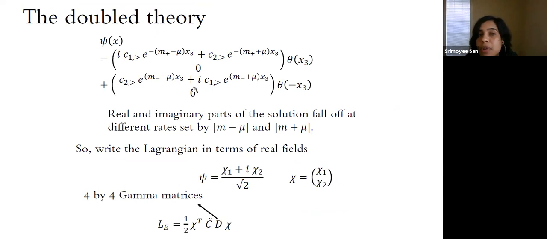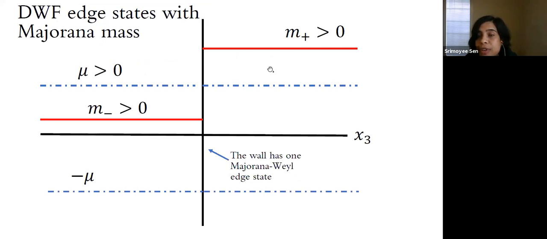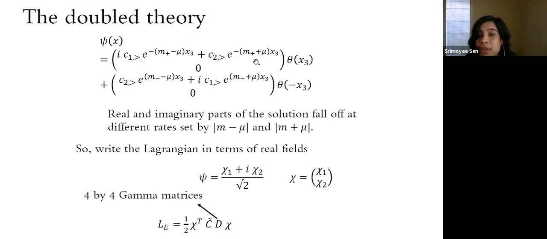To write down the double theory, one way to approach this problem is to first see what the wave functions do if you were to solve the Dirac equation in the original theory. And what you see is that the Majorana mass actually splits the fall off of the real and the imaginary parts of the wave function. For example, in this case, the imaginary part falls off as the difference of the Dirac mass and the Majorana mass. So it's exponential in that mass scale. And the other one falls off as the sum of the two scales. And it happens on both sides. As a result, when M plus, for example, is smaller than mu, one of either the real or the imaginary part will become unnormalizable. And that's how you get a Majorana Weyl. Okay.